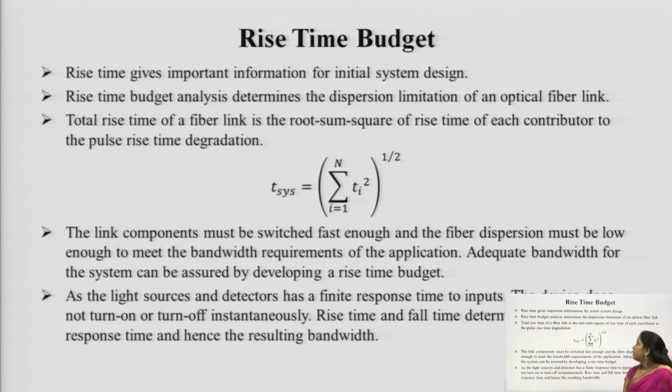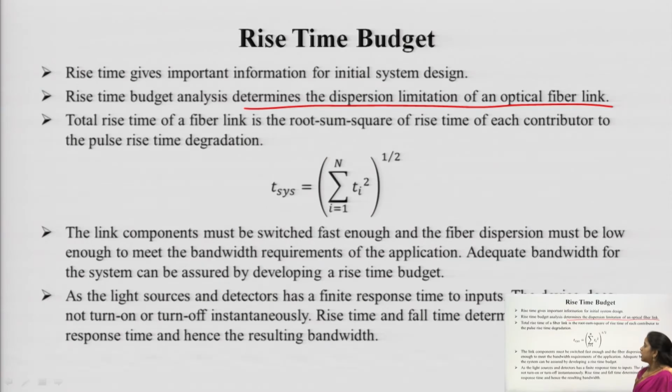Now comes the rise time budget. Rise time budget analysis is done only after the link budget. If the link budget is up to the mark, up to our satisfactory level, then we will go towards the rise time budget analysis for the point to point link design. The rise time gives important information for the initial system design. Rise time budget analysis determines the dispersion limitation of an optical fiber link, and how is it calculated?